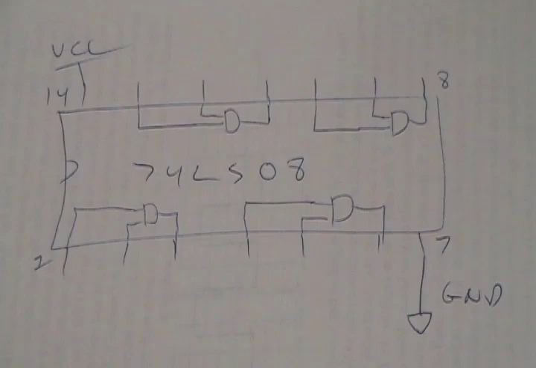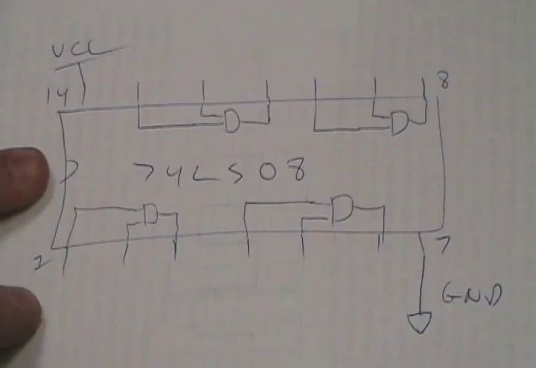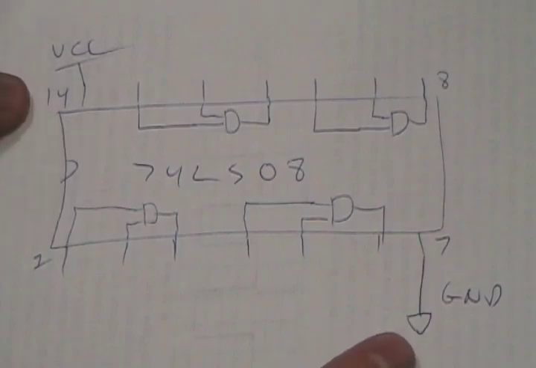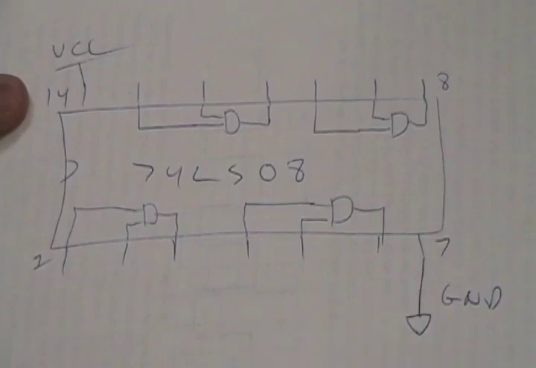Here's the pinout. We've got four 2-input AND gates on this chip. Here's pin 1, notated by the little notch on the side. You can always see it. There's always a notch or a little hole on the left side to notate where pin 1 is. There are 14 pins on this chip. 7 is the ground pin. You must ground it or else the chip won't work. 14 is what we call VCC. VCC is the digital power line, so you have to connect VCC to 5 volts.